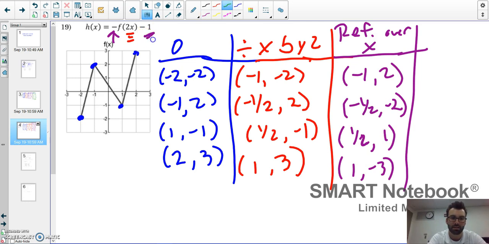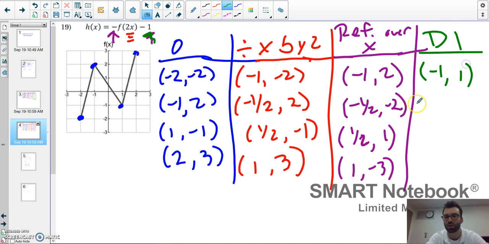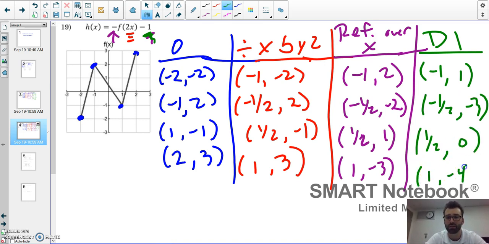And our last thing we have to take care of now is this -1. So I'm going down 1. Down 1 means I'm going to subtract 1 from every single y value. So -1, 1, -1/2, -3, 1/2, 0, 1, -4. Go ahead and graph those 4 points. Yes, I know that this is 1/2, so it's kind of tough to plot those points. It's a fraction, but you just do your best and estimate about where it's at.